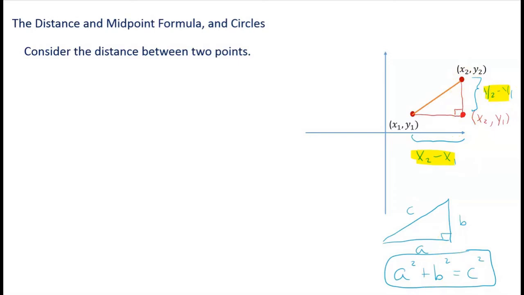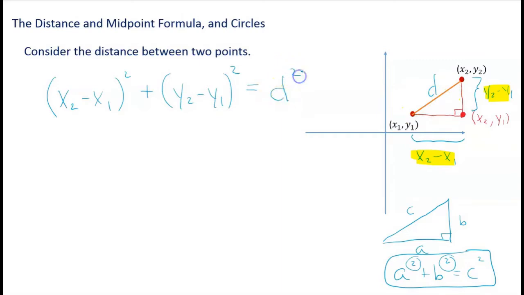So watch what happens. I'm going to have my A is x2 minus x1 squared, plus I'm replacing B with my y values. That's y2 minus y1 squared. Now, why are we squaring it? Because again, the Pythagorean theorem says I'm supposed to square both of those. Equals, now, instead of calling this C over here, which is what the Pythagorean theorem says to call it, I'm going to call it D. You know why? For distance. We're trying to figure out how long this line is. So that equals D squared.